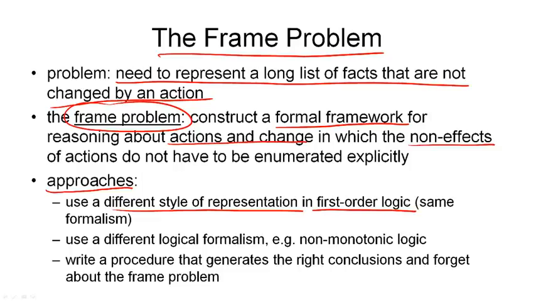The second approach then was to use a different logical formalism. So instead of first-order logic, we may be able to use a more complicated formalism that can encode the knowledge better. And one good candidate was always non-monotonic logic. And again, there has been some progress in that area. But theorem provers for non-monotonic logic are not very efficient. And the third approach was to simply write a procedure that generates the right conclusions, in our case plans, because its solution is built into the procedure. And that third approach is basically what we've been following on this course. But you should be aware of the frame problem, which has to do with the representation of non-effects of actions.